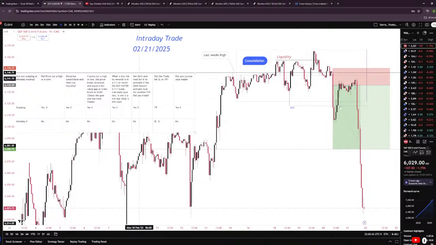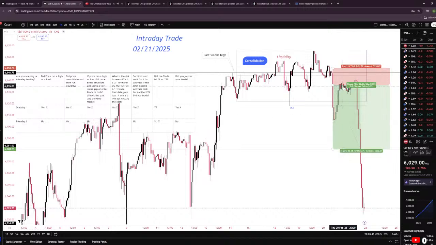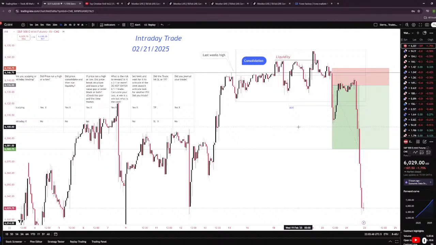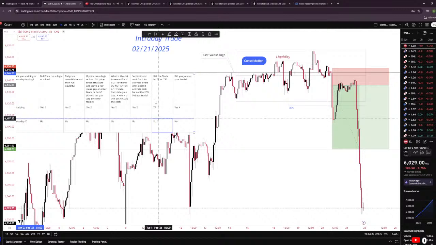All right. So this was my limit. I waited for price to come back up to let me in, which is the same thing that I did with Nas. That's why I got stopped out, because price continued to climb higher. It wanted to retest that high. All right, so yes, I did set a limit. Did the trade hit stop loss or TP? This one hit TP. Yay for me.